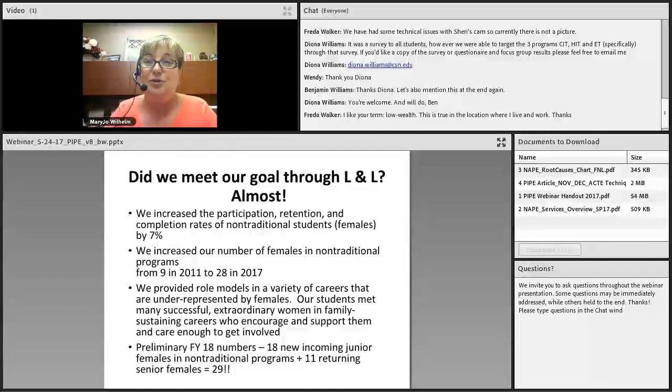And we have our preliminary numbers for next year. We have 18 new incoming junior females in non-traditional programs, plus we have 11 who are returning seniors in those programs. So slowly, inch by inch, we are increasing those numbers, and we will be at 29 next year, and we're very excited about that.